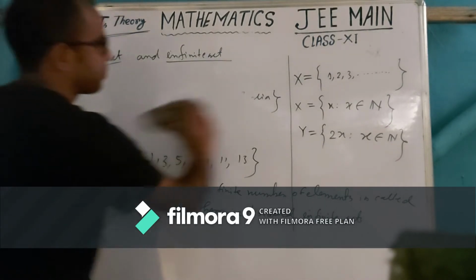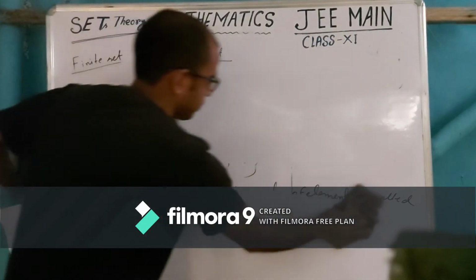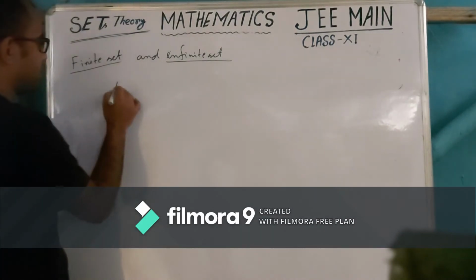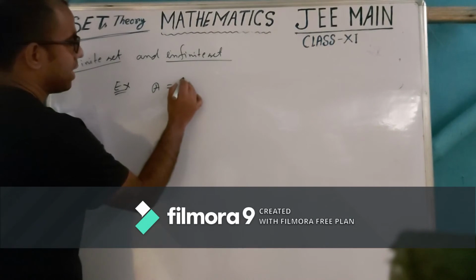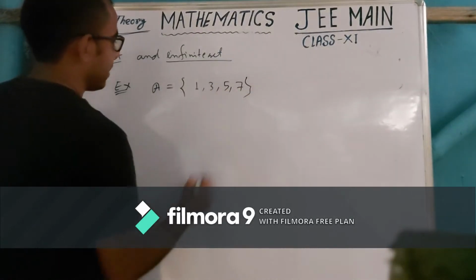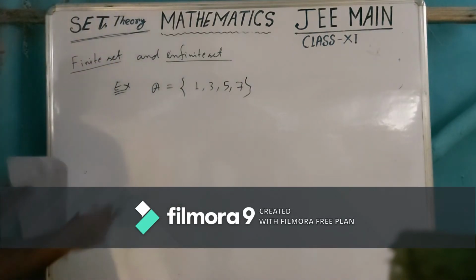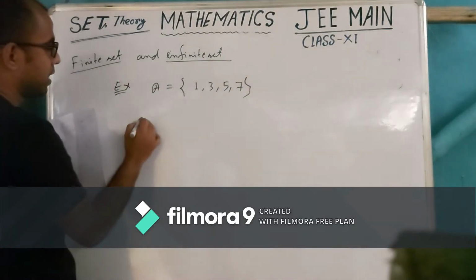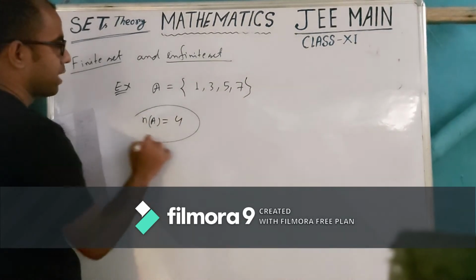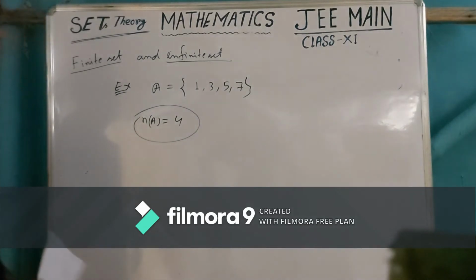Next, one example: A is a set which contains 1, 2, 3, 5, 7, 8. This is a finite set. Suppose it contains 4 elements, this number is denoted by n(A). n(A) equals the number of elements. If a set contains n elements, we can say that n(A) equals n. Okay, next.